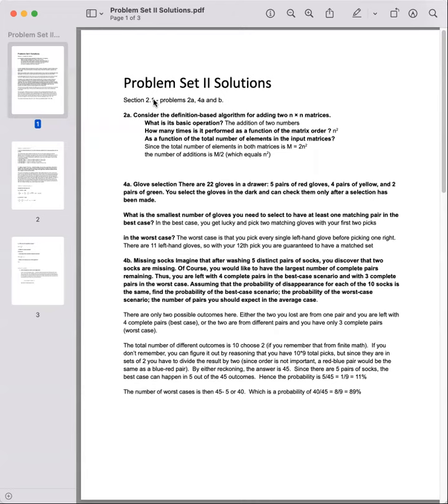Because if we have a 4 by 4 matrix, that's 4 rows, 4 columns. It's going to have 16 elements, okay? So that's how we get the squared for how many times it's performed: once for every element of one of the two arrays, okay? The next part asks as a function of the total number of elements in the input matrices, okay? So this one, you have to look at the total number of elements in both, okay?